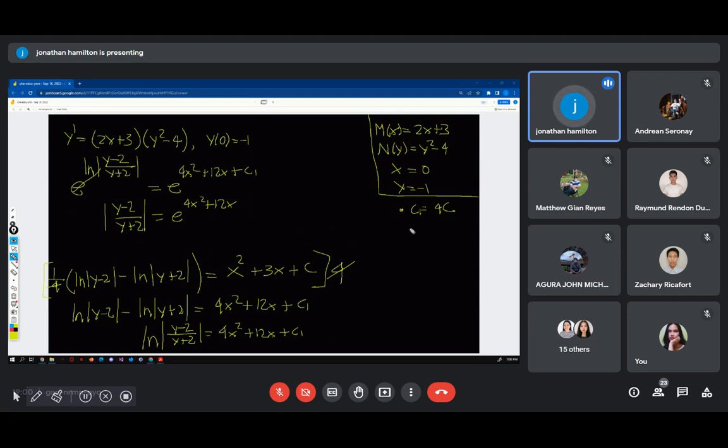Since we have e raised to c1, we could also say c2 is equal to e raised to c1. So we could say this is c2. Now another way we could do this, para madali, since ang atong exponent e raised to 4x squared plus 12x, multiply nato by c2, and then on the other side we have an absolute value, we could erase the absolute value and change this to positive negative value of e raised to c1. Pero mao na atong c2.